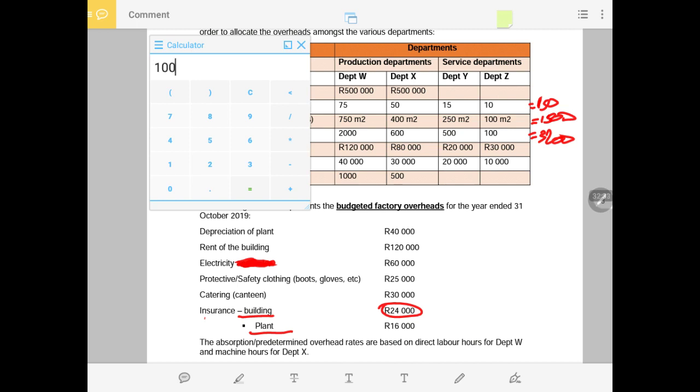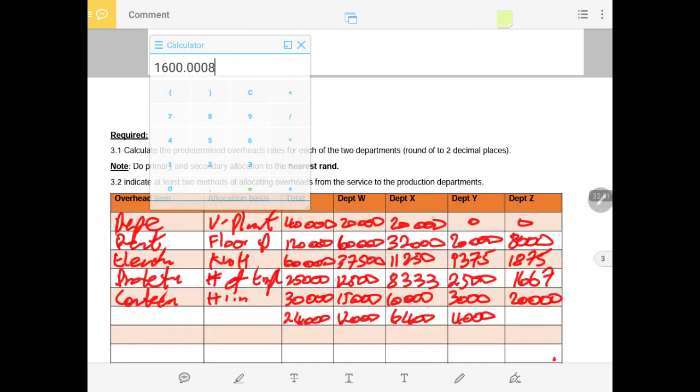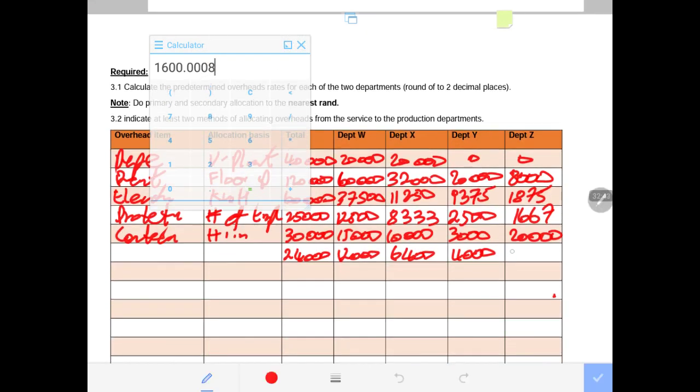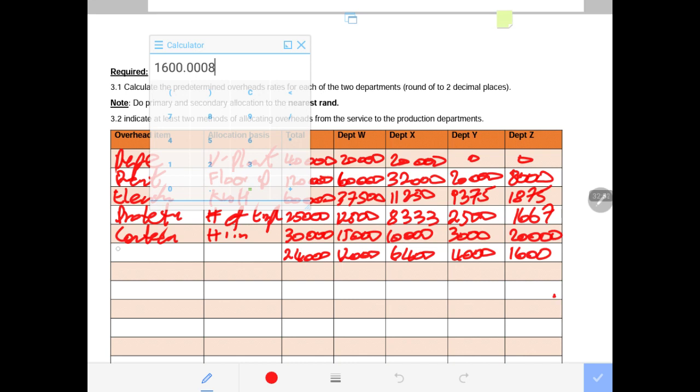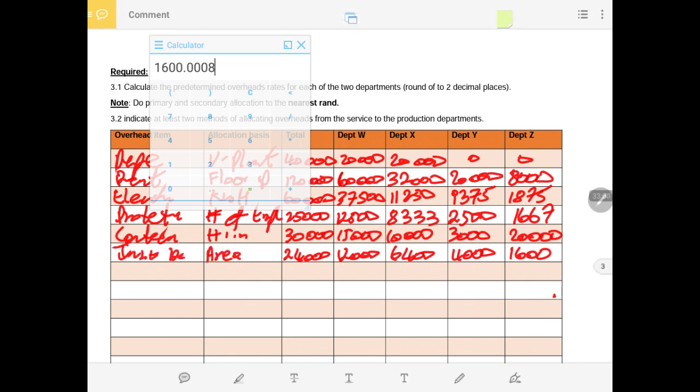We have 100, divide this by 1.5, multiply this by 24,000. It is 1,600. So now this is the 7% that it has occupied. So it's paying 7% of the value of the insurance. This is insurance of the building, which is based on the area in square meters of floor space.